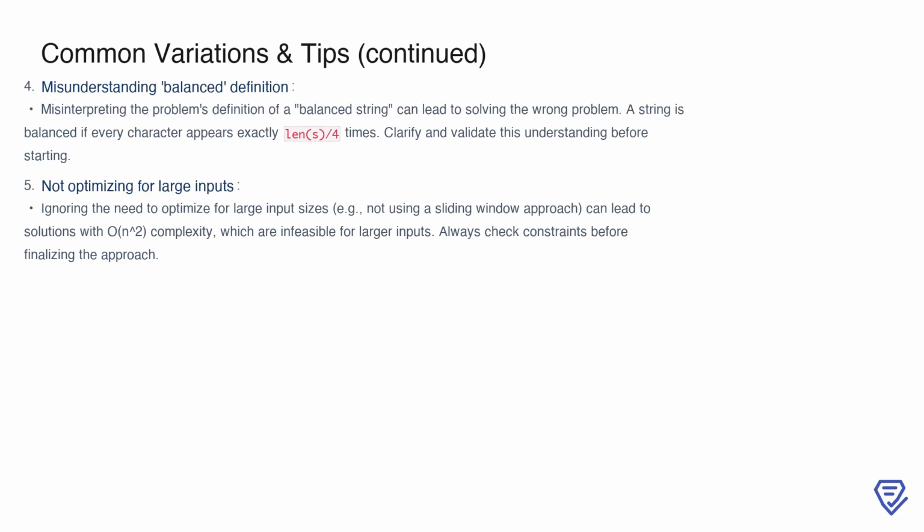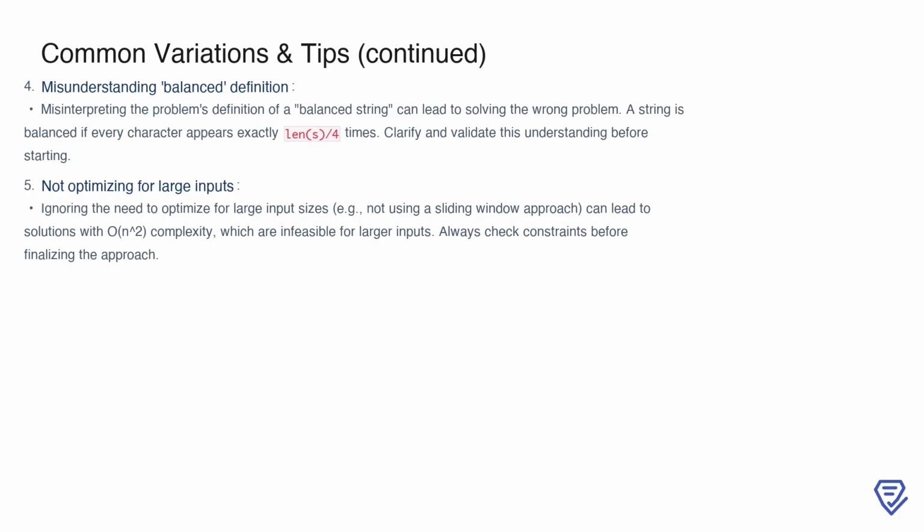Another common pitfall is misunderstanding the definition of a balanced string. Remember, a string is considered balanced only when each character appears exactly len/4 times. Misinterpreting this definition can lead to solving the wrong problem entirely, so take the time to clarify and validate this concept early on.